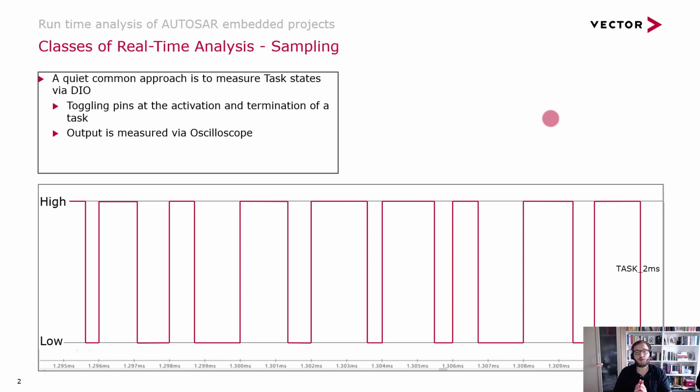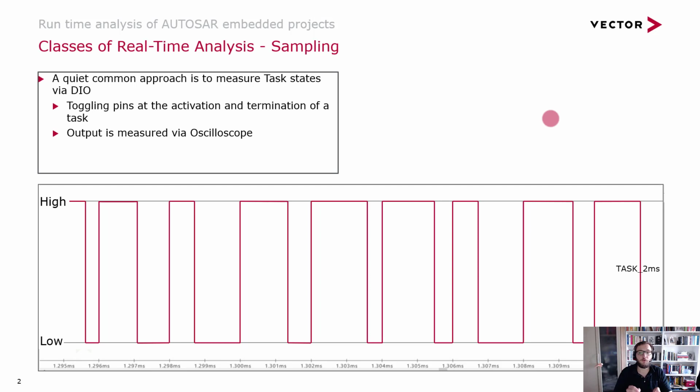A quite common approach to do sampling is to do pin toggling with the activation and the termination of a task. Many projects use this, for example, with the idle task in order to find out how high the CPU load in the system is. Simply whenever the idle task is getting activated and when it's getting terminated, you switch on and off one of the pins and you measure this output via the oscilloscope.